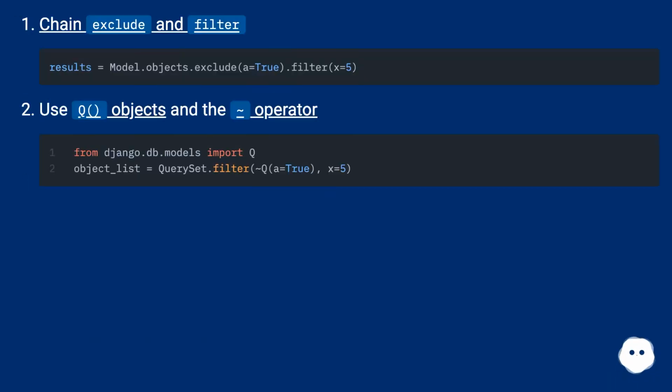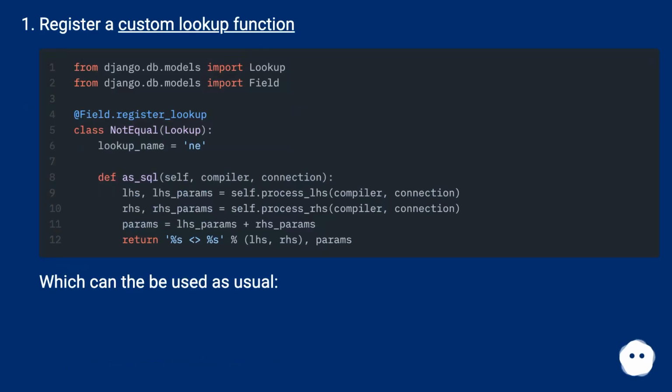There are 3 options. Chain exclude and filter. Use Q objects and the tilde operator. Register a custom lookup function, which can be used as usual.